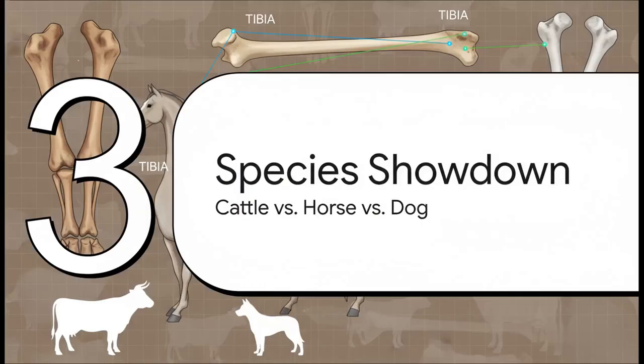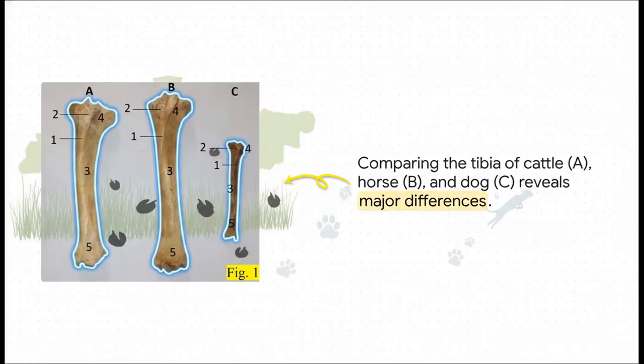Now, for the main event, the species showdown. Let's really get into how the anatomy stacks up when you compare cattle, horses, and dogs. And this image just shows it all so perfectly. Just look at the incredibly thick, robust tibia in the cattle and horse. And then compare that to the much more slender, delicate-looking bone in the dog. The difference is night and day.